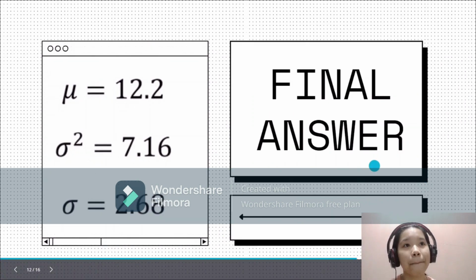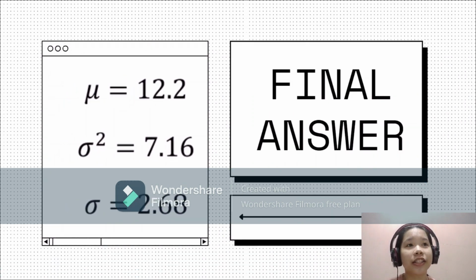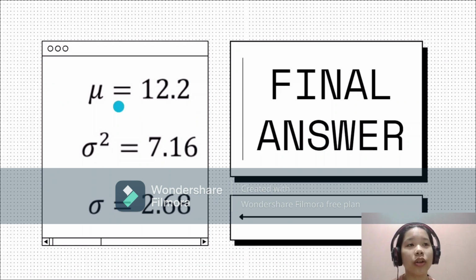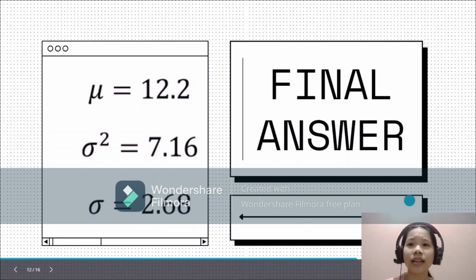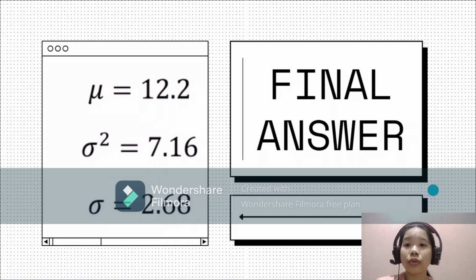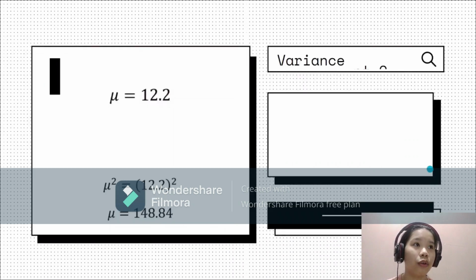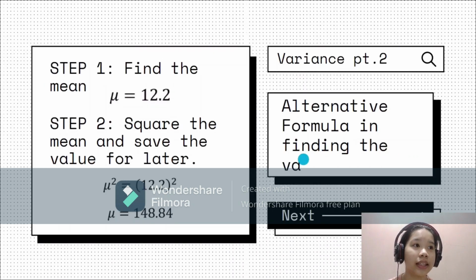So we're done. The final answer that we get is mean is equal to 12.2, variance is equal to 7.16, and standard deviation is equal to 2.68. That's a lot of process, isn't it? But next we're going to tackle the alternative formula that we can use in getting the variance. So, the alternative formula in finding the variance.